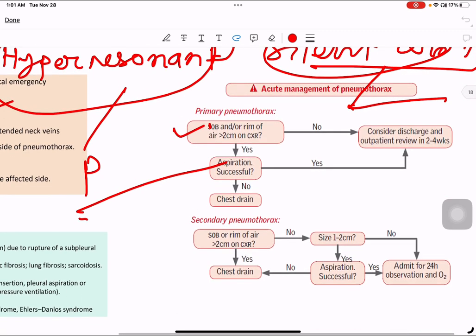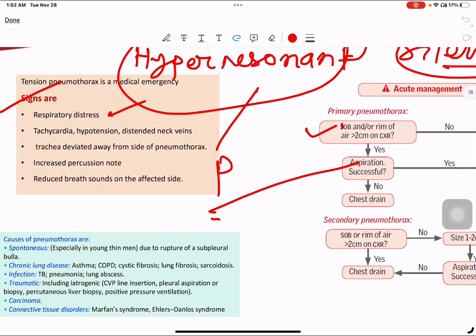Firstly we have to think whether it is primary pneumothorax or secondary pneumothorax. If the patient has shortness of breath and rim of air more than 2 centimeter in primary pneumothorax, firstly we go for aspiration, then chest drain. In case of secondary pneumothorax, if the rim is more than 2 centimeter on chest X-ray, we should think of chest drain, and if that fails, then think of aspiration. So secondary pneumothorax is better managed by chest drain, and primary pneumothorax is better managed by aspiration than chest drain.